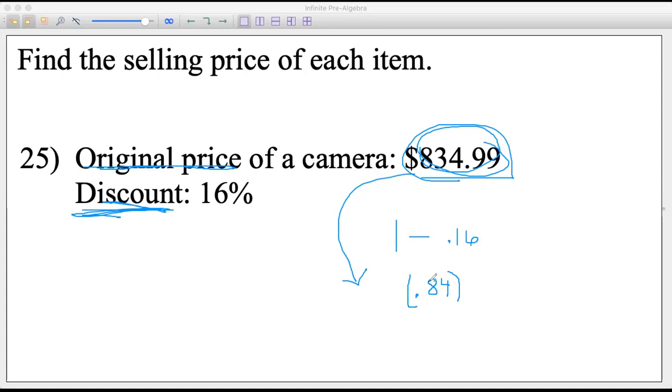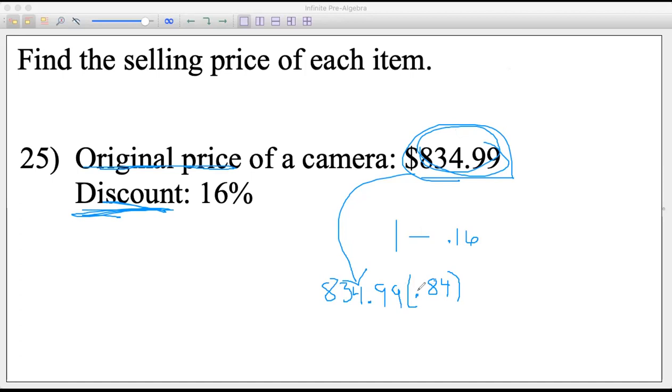It's 0.84. So it'd be 0.84 times 834.99. Now, clearly I can make a pretty simple problem into an ugly one just by making the numbers ugly. If the original price was $10, the percent was 20%, this would be one you could do in your head. But as soon as I make the number really ugly, it's only challenging not because of the steps, but because the numbers aren't friendly.